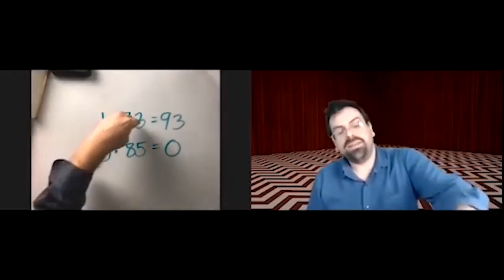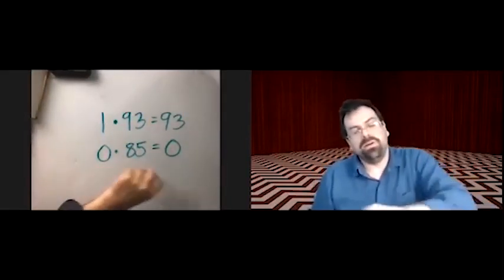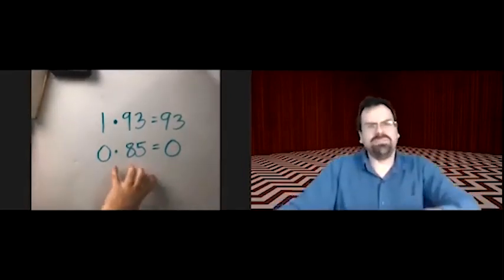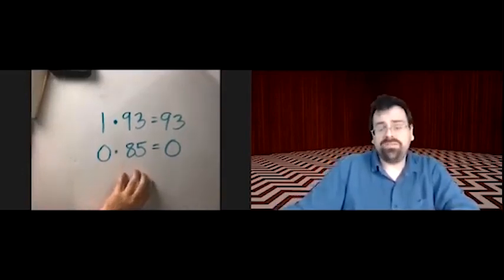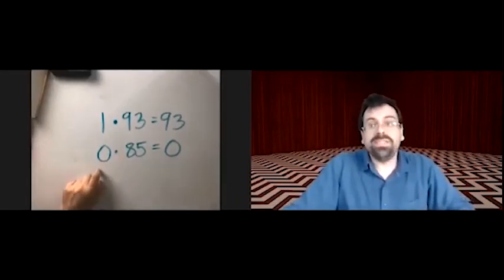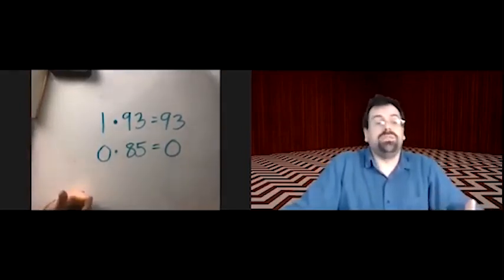Second major rule, 0 times anything, it doesn't matter what it is, 0 times 85 is 0. So 1 times a number is that number. 0 times a number is 0. This is one of the most important rules you're going to come across later on in algebra as well. The fact that 2 things multiplied together giving you 0 means that one of the numbers is 0. That proves very useful.